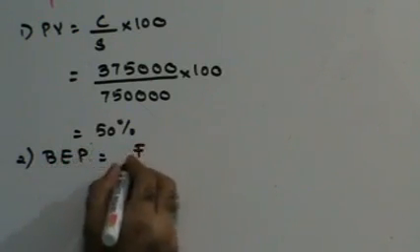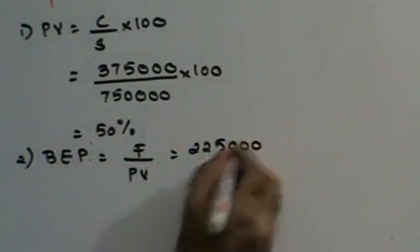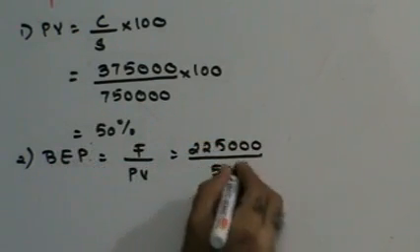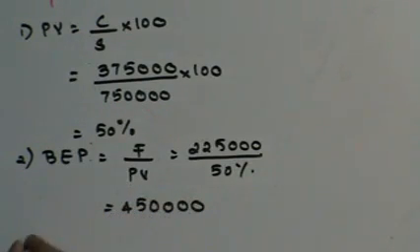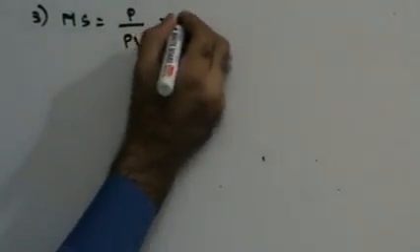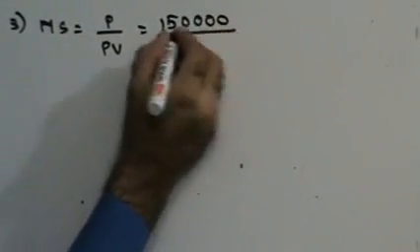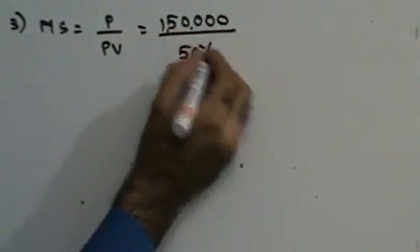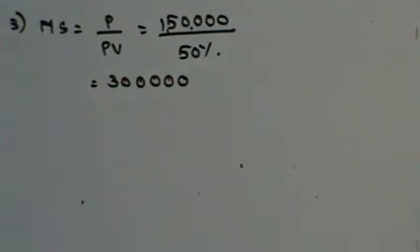BEP is F upon PV. F is 2,25,000 divided by 50%. So that will be 4,50,000. And third, MS. MS is P upon PV. P is given to you as 1,50,000 upon PV, 50%. So MS is going to be 3 lakhs. So thus I have all the three values for the first half of the year.